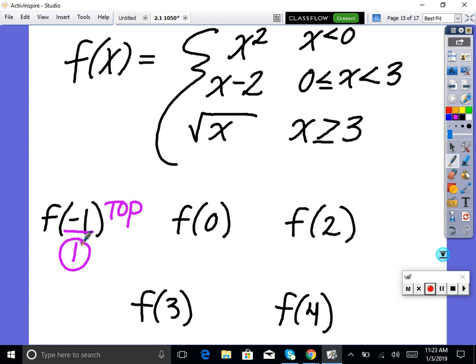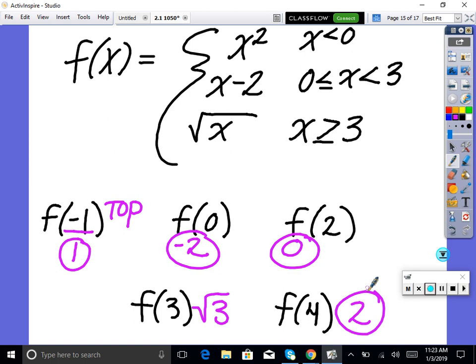All right, f of 0, where would you plug it in? Middle. 0 minus 2 is negative 2. Good. And then f of 2, you plug into? It only fits one criteria. Middle. Isn't 2 between 0 and 3? So then 2 minus 2 is 0. All right, f of 3, you'd plug it in here, wouldn't you? So we get root 3. And then f of 4, you plug into the bottom one, because that is greater than 3. So the square root of 4 is 2. Pretty easy as long as you know what you're doing.